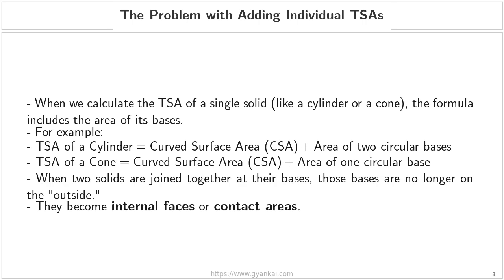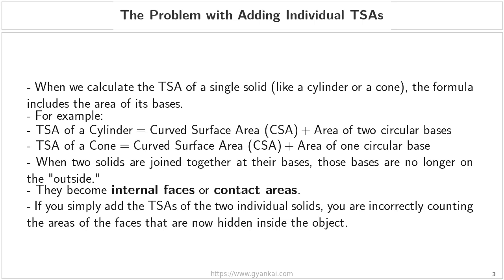However, here is the critical part. When we join two of these solids together at their bases, those specific circular bases are no longer on the outside of the object. They are pressed together, meaning they become internal faces, or what we call contact areas. So, if you were to simply add the individual TSAs together, you would be making a mathematical error. You would be incorrectly counting the areas of those faces that are now hidden inside the object, effectively counting surfaces that are no longer part of the exterior. In the next slide, we'll use a real-world example of a toy to see exactly how this looks in practice.